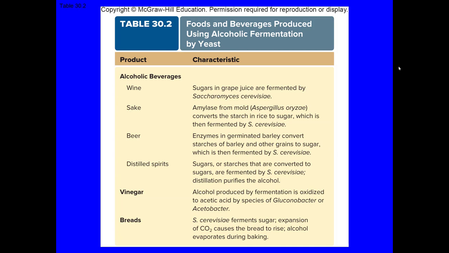Vinegar, we're going to talk about. This is alcohol that's produced by fermentation, and yet we oxidize it to acetic acid by species of gluconobacter or acetobacter. And with breads, we come back to S. cerevisiae. It is going to ferment the sugar, and then you're going to have this expansion. That's when we talk about bread rising or leavening, and that's due to the carbon dioxide.